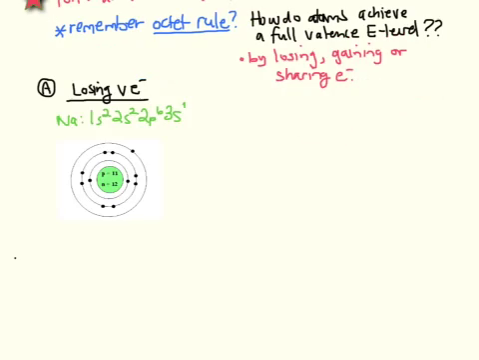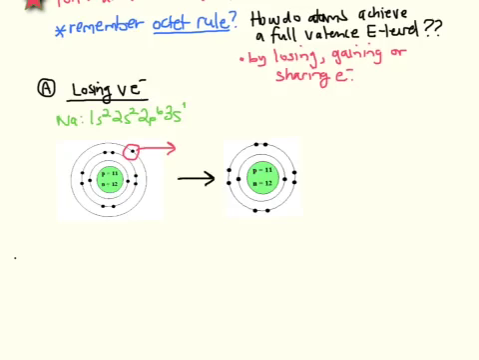So let's talk about sodium. So sodium is going to lose its valence electron. You'll notice that it has one valence electron. And what happens to sodium is it's going to lose that valence electron and become this. So let's talk about what that does.